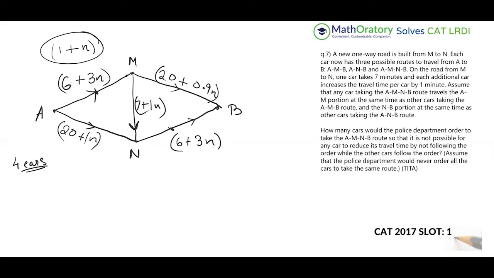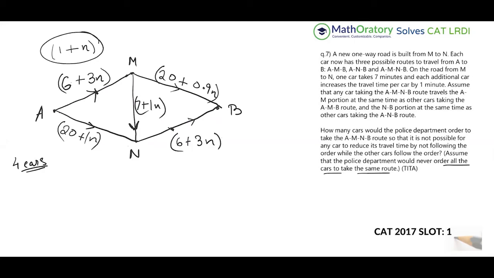How many cars would the police department order to take the AM and B route so that it is not possible for any car to do better? So same thing. Assume the police department would never order all the cars to take the same route. Okay, maybe that is relevant. So let's check this out.